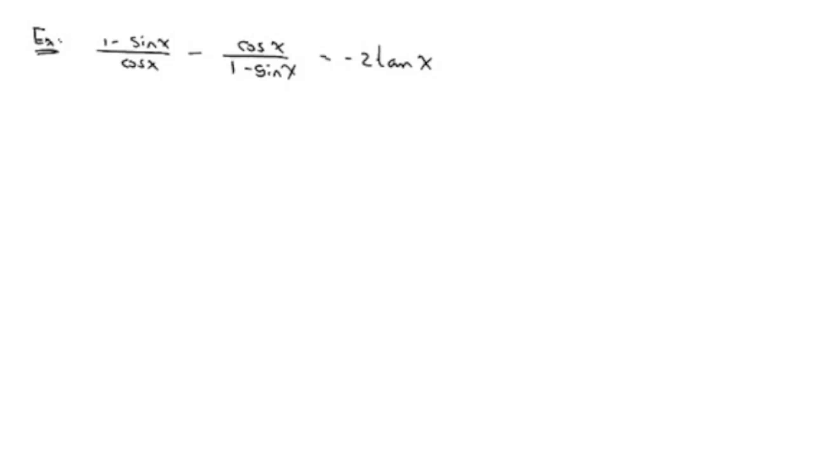Common denominator. Get a common denominator. What's this first fraction missing? 1 minus sine x. So I'm going to multiply the bottom by it and also the top. Oops.